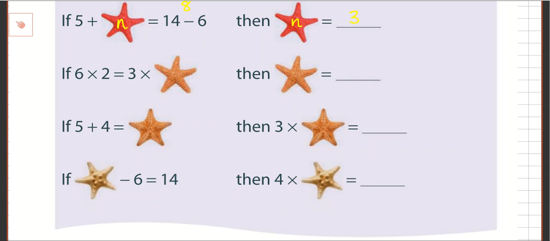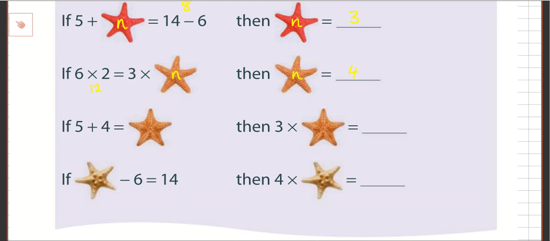Reese, welcome back. 6 times 2 is the same as 3 times something. We'll call it n. N has to be 4. Good. Yeah. All got 4? Because 6 times 2 is 12 and 3 times 4 also makes 12.